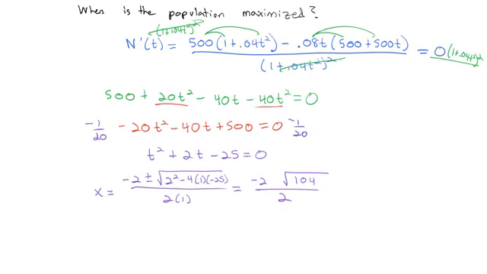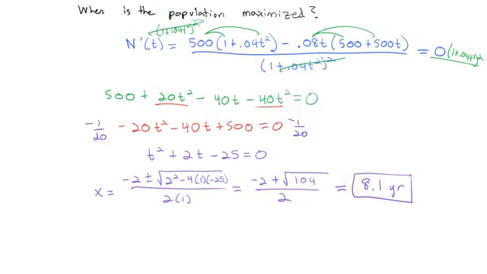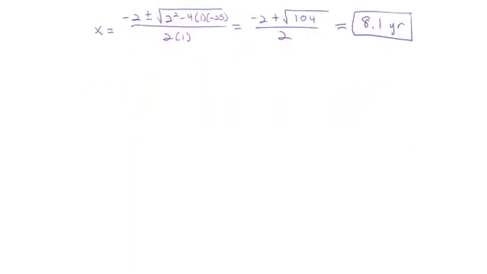So we can probably just say negative 2 plus the square root of 104 over 2. And if I put that in my calculator, that's going to come out to 8.1 years. At 8.1 years, the number of deer seems to be maximized. Let's do one more example before I let you go to practice some of your own.